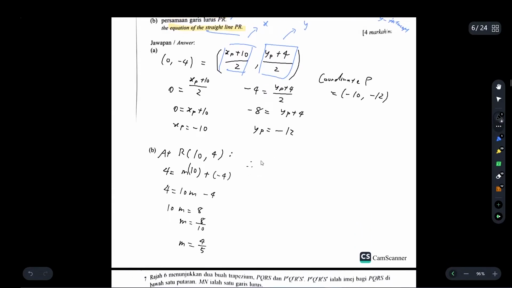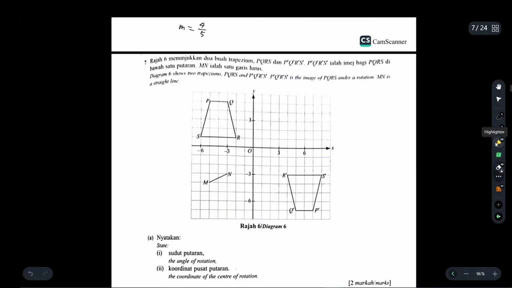So we already have it. The equation of the line PR is y equals 4 over 5 x minus 4. Okay, let's hop on to the next question.